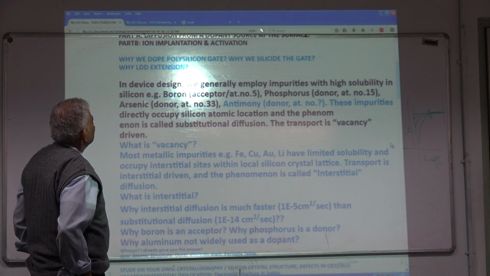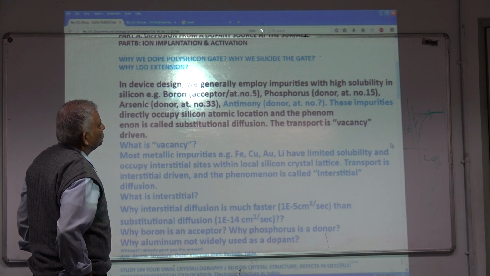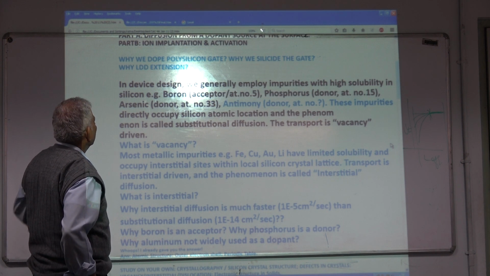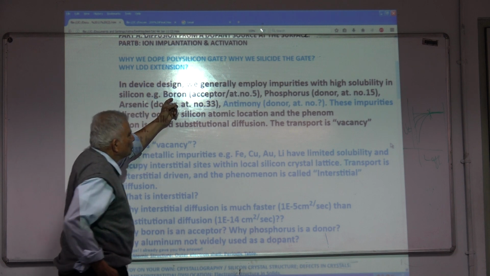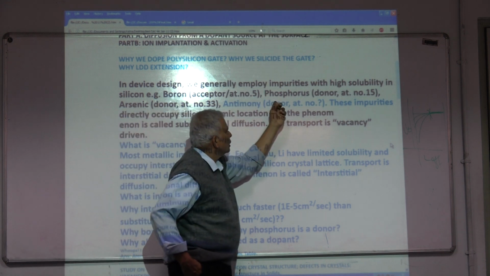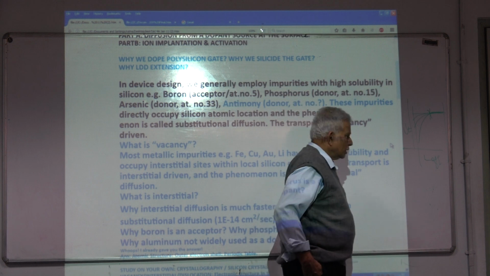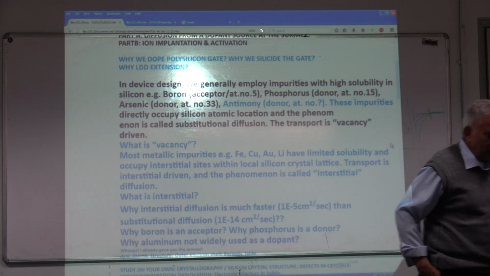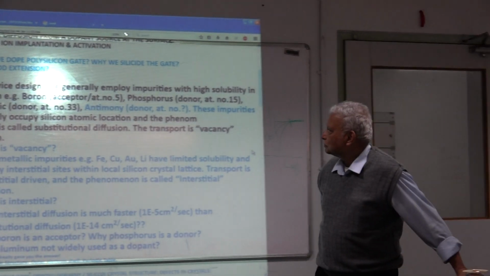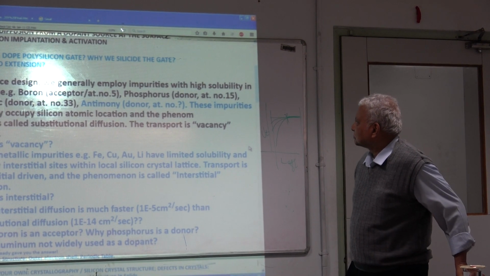So as you know, in device design we employ impurities with high solubility in solution. Boron, phosphorus. Why is boron an acceptor? Why is phosphorus a donor? Antimony.